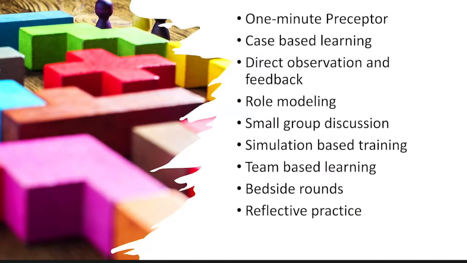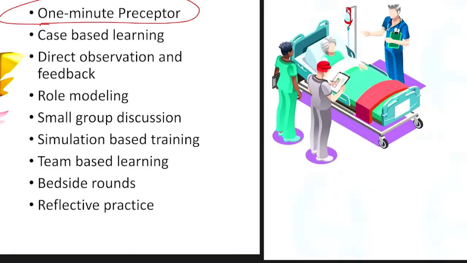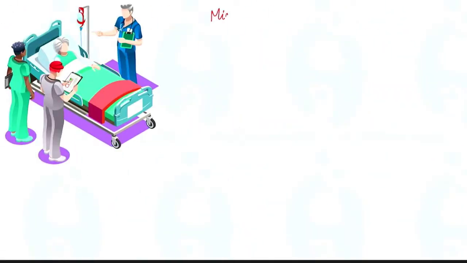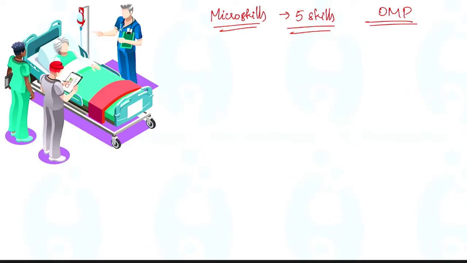Now coming to the methods, we have something called the 1 minute preceptor. That is one kind of clinical teaching method. The 1 minute preceptor is also called OMP. Here we are applying micro skills. Basically, five micro skills are applied, and that is how the teaching is done in the case of OMP, or 1 minute preceptor. That is one kind of method.